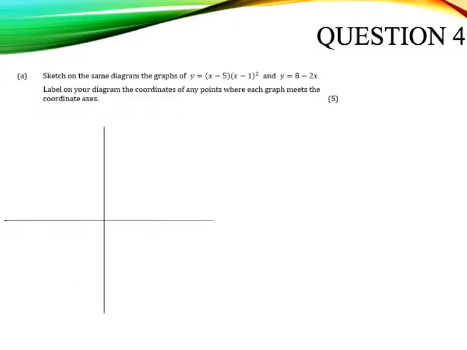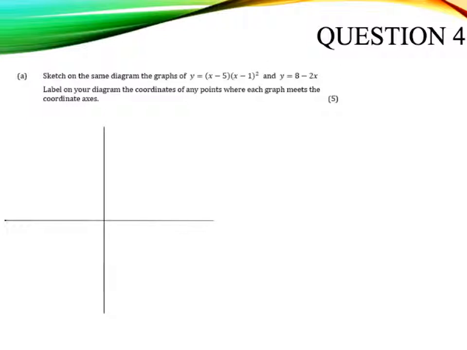So this question is asking us about some sort of polynomial. It says sketch on the same diagram the graphs of y equals (x minus 5)(x minus 1) all squared, and another graph y equals 8 minus 2x. Label on your diagram the coordinates of any points where each graph meets the coordinate axes. Okay, so we've got a few things that we need to do here.